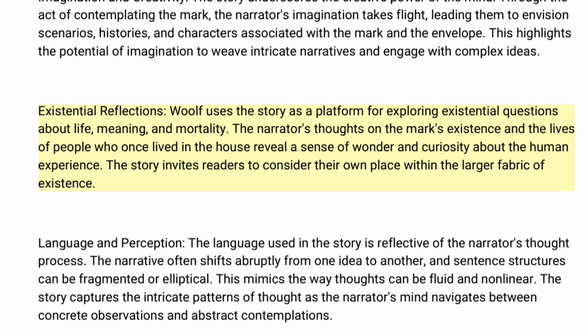Language and perception. The language used in the story is reflective of the narrator's thought process. The narrative often shifts abruptly from one idea to another, and sentence structures can be fragmented or elliptical. This mimics the way thoughts can be fluid and nonlinear. The story captures the intricate patterns of thought as the narrator's mind navigates between concrete observations and abstract contemplations.